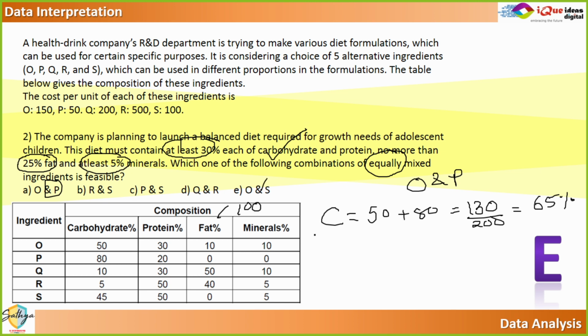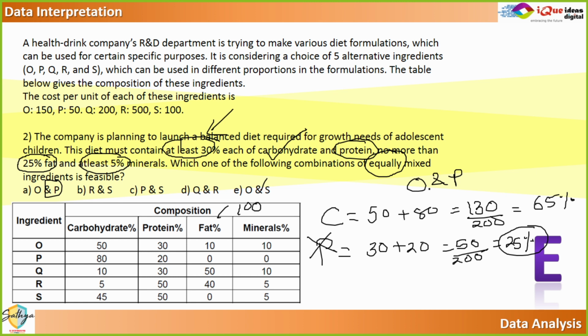Now, protein कितना है? Protein is 30 plus 20, which is equal to 50 out of 200. So out of 100, this will be 25%. So protein mix is 25%, but it needs to be minimum of 30. So this does not match the condition of protein. So this combination is useless. It does not satisfy my second condition for proteins.